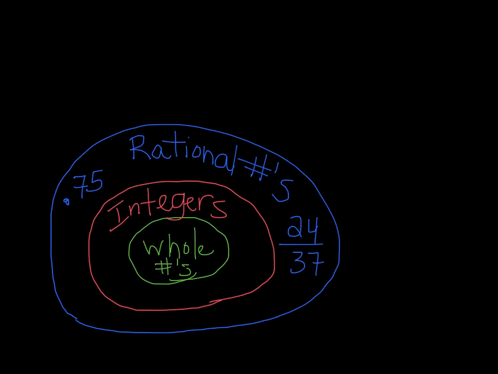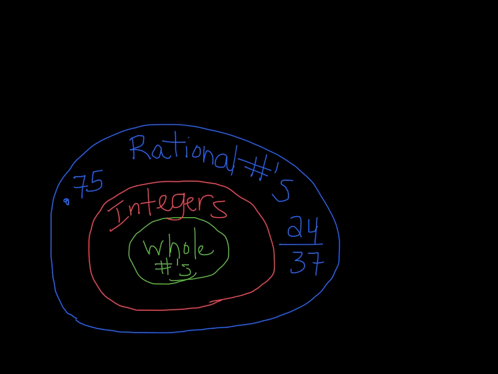Okay, so then you want to ask yourself, are all whole numbers integers? Well, look at the whole numbers. That's the smallest circle there. So yes, all whole numbers are integers. All whole numbers are rational numbers. However, if we reverse that, that's not always going to be the case.